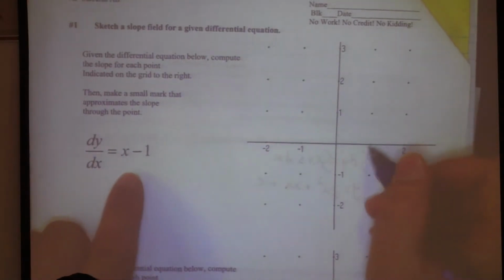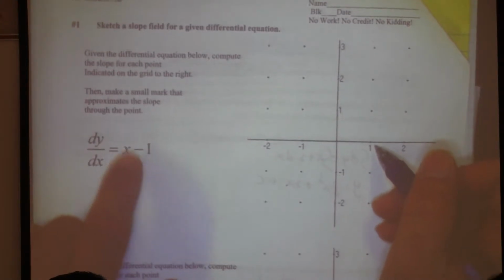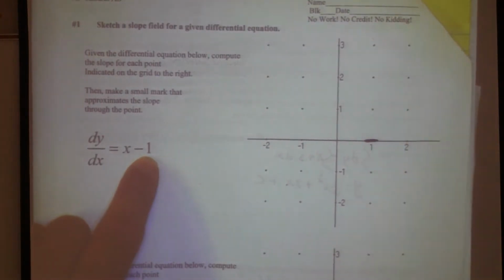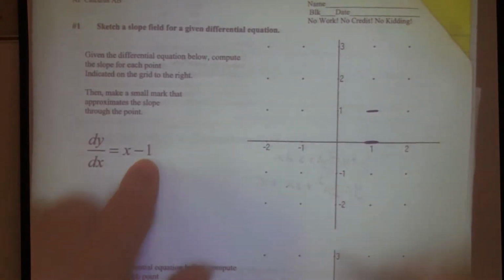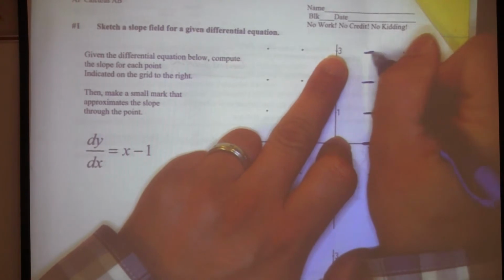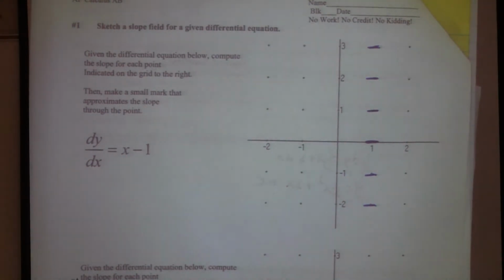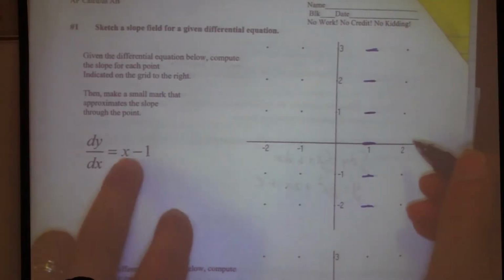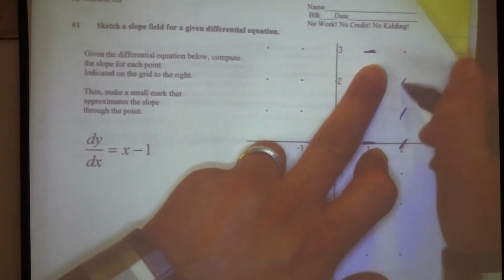If I put in 1 and 0, what do I get? I don't care about the y, right? So it's just 1 minus 1, which is 0. So here I should have a little horizontal line. How about at 1, 1? Is that also 0? How about at 1, 2? 1, 3? 1, negative 1? 1, negative 2? It's the same for all of them because all we're plugging in is the x value, and we're plugging in the same x value. How about if I plug in a 2? 2 minus 1 is 1. So all of these are going to have a slope of what?